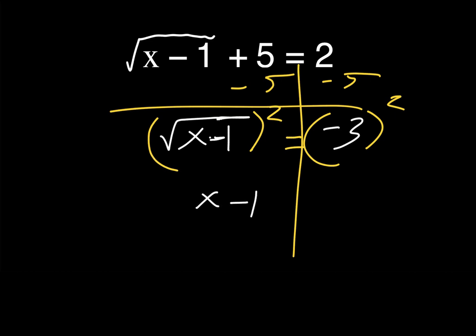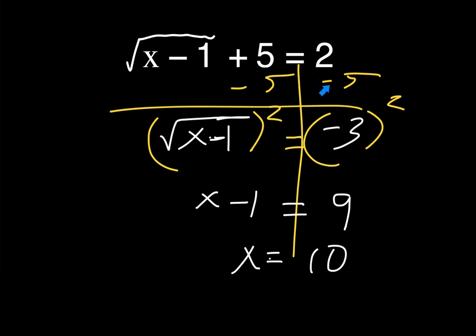Since everything was being square rooted, if I square it, those are inverse operations. They eliminate one another. And on the right-hand side, negative 3 times negative 3, positive 9. Add 1, x equals 10. And then you can go back and check this. 10 minus 1 is 9. Square root of 9 is 3. 3 plus 5 is 8.